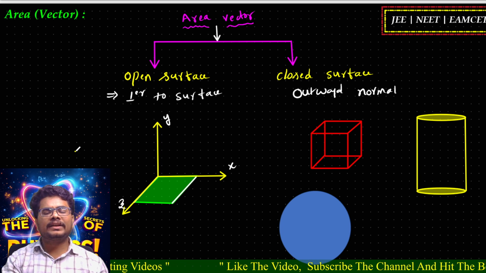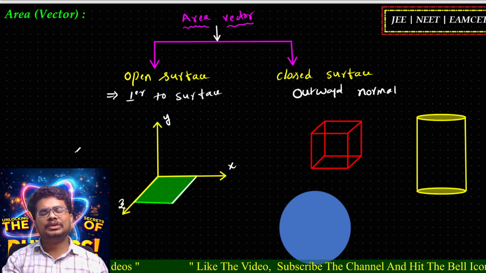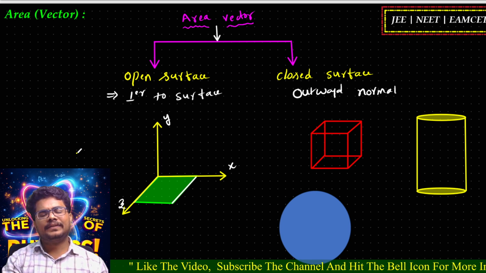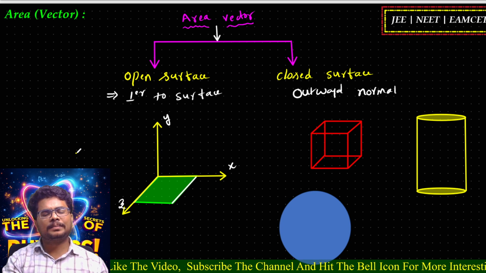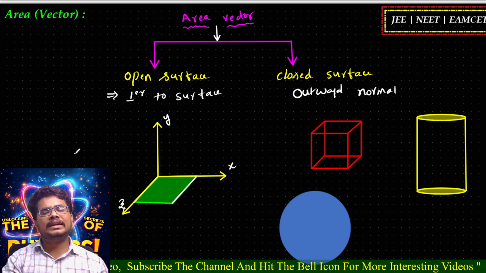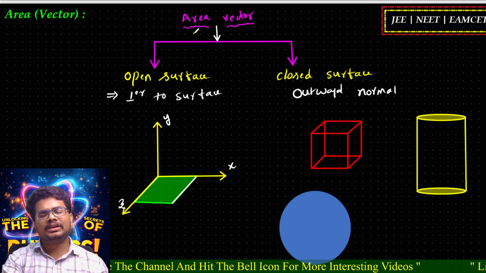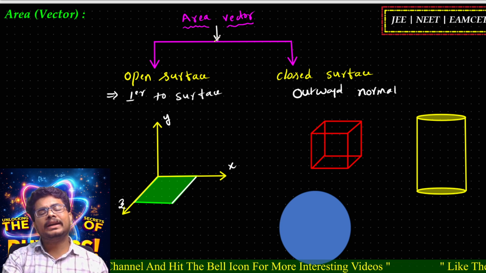How to find the magnitude of area, everyone knows: length into breadth, or something else. For example, for a sphere it is 4 pi r square, and for a disk it is pi r square. We might have learned it like that. But in physics we should learn that area is also a vector quantity. You should know that area is actually a vector quantity. Sir, okay, you said area is a vector quantity, then how can I decide the area vector?